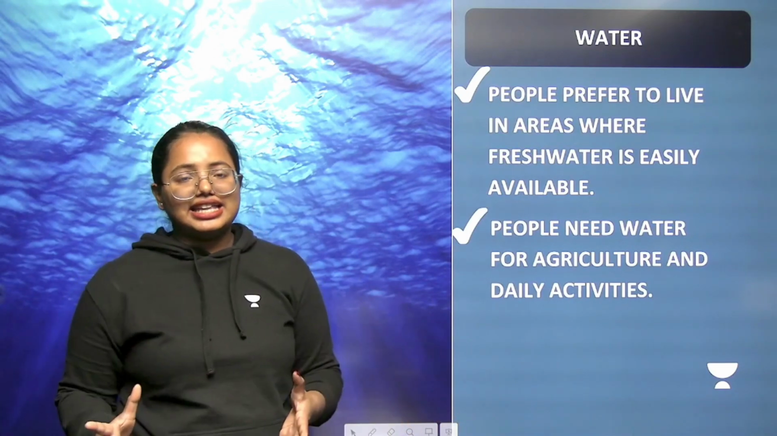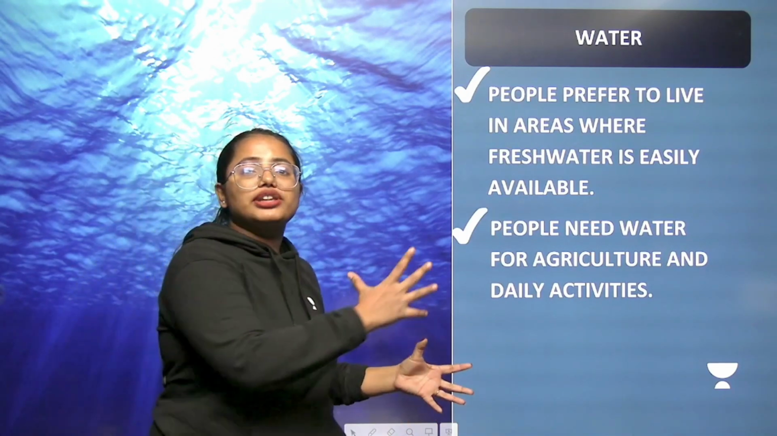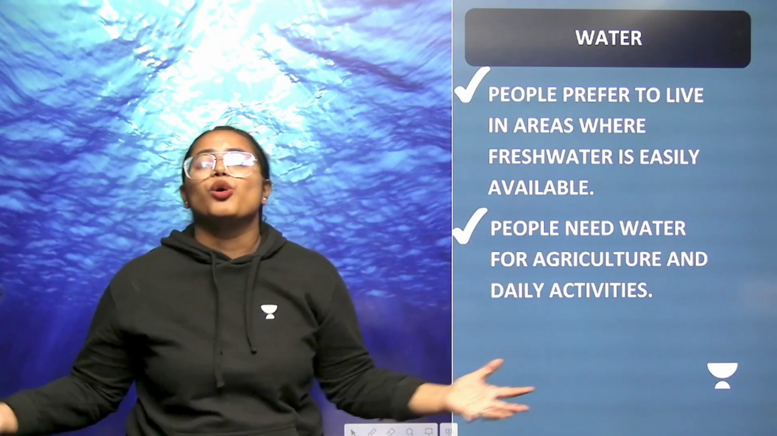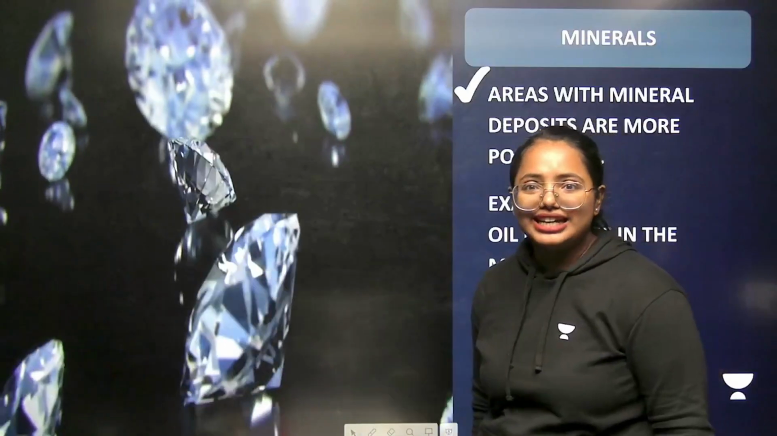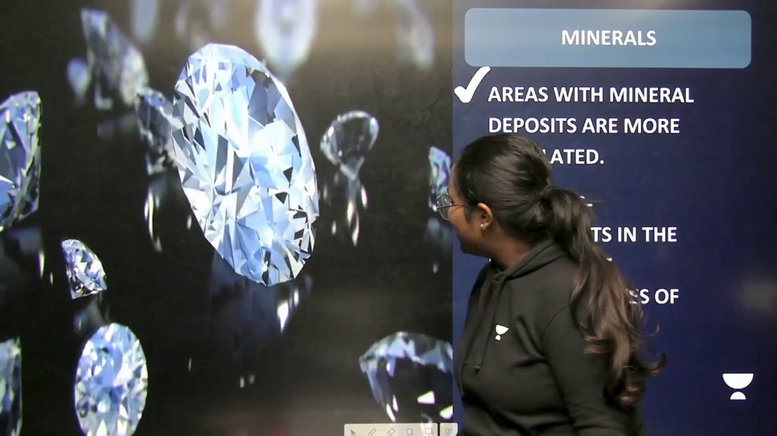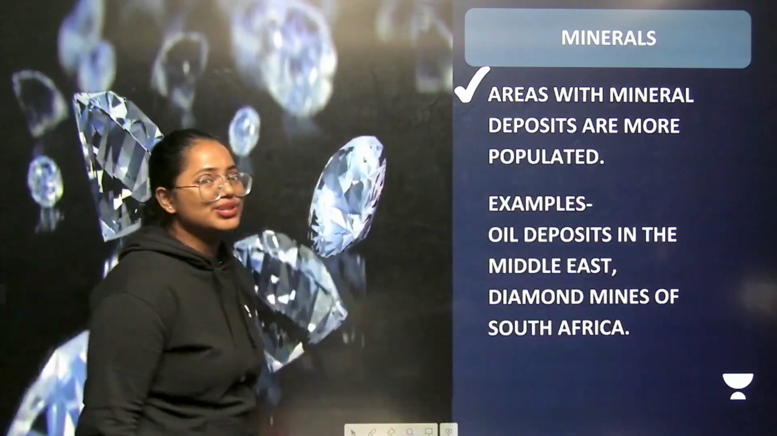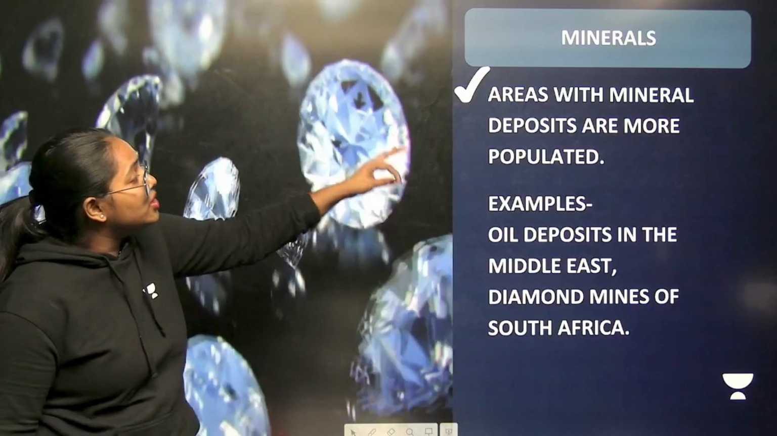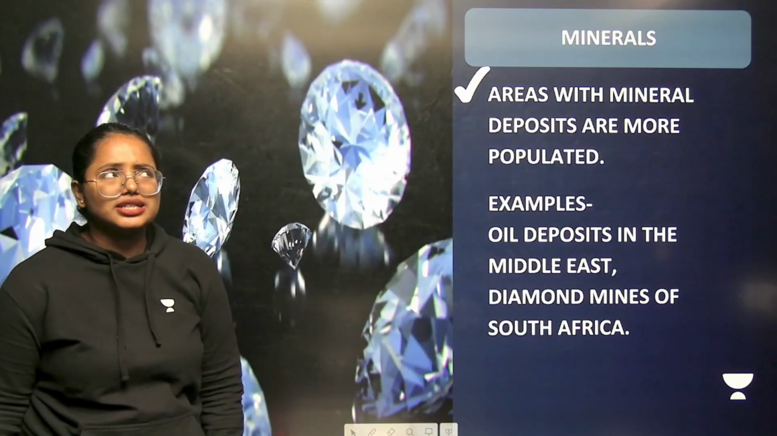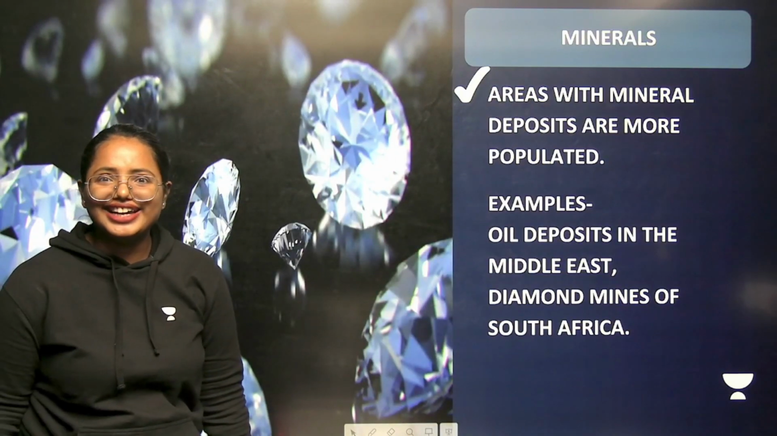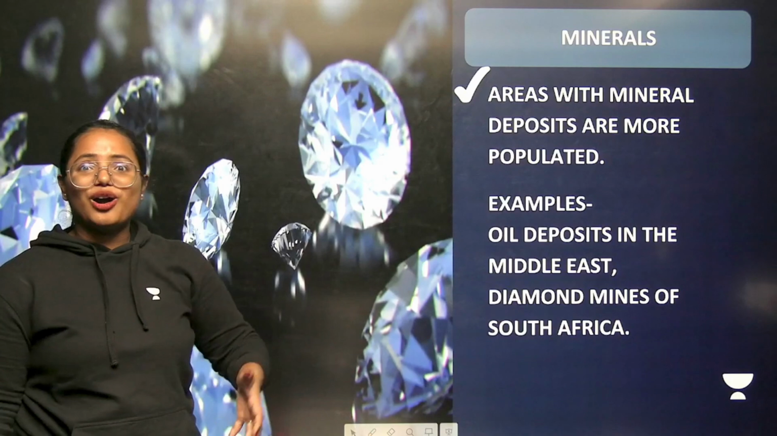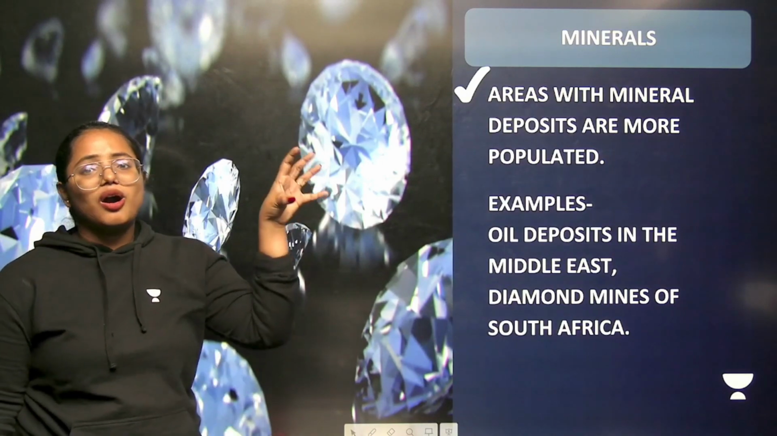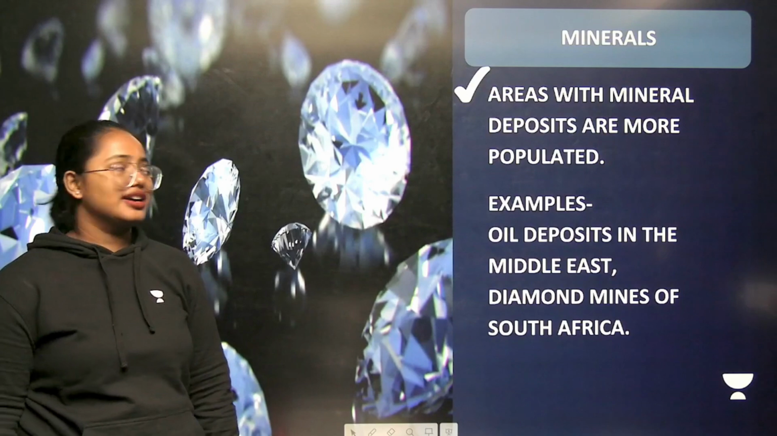So we can say that people try to go for the areas where they can build agriculture practices more evident. Oh, what is it? Diamonds, right? So this is also one of the factors. Minerals. Areas with mineral deposits are more populated. Oh, UAE, right? UAE has a lot of oil deposits and that could be the reason a lot of people are concentrated in these kinds of areas, right?